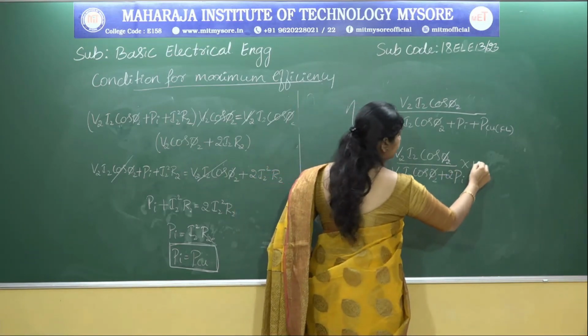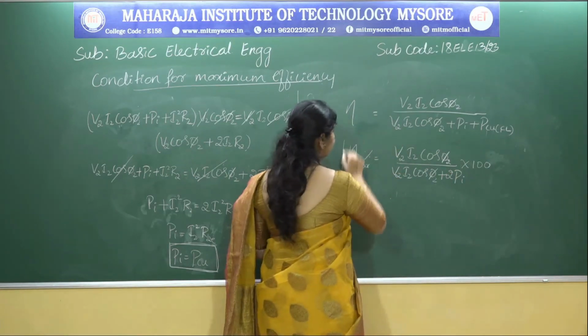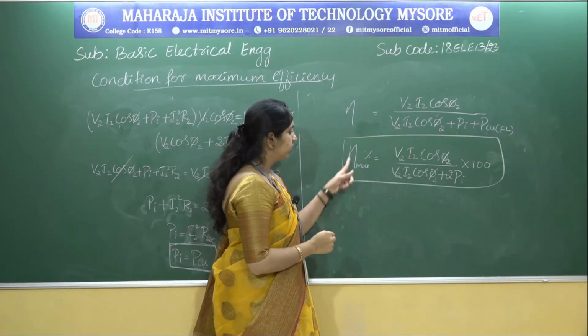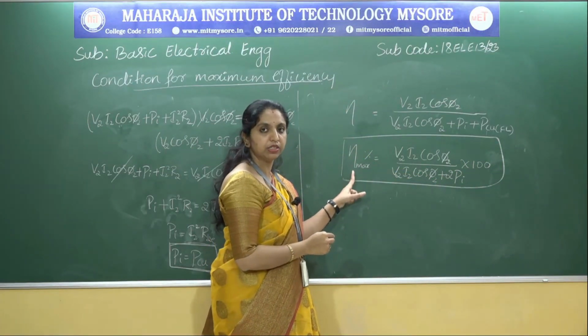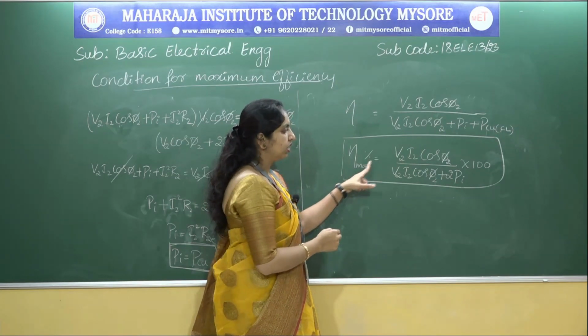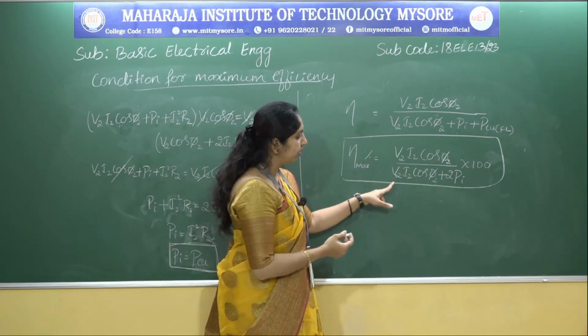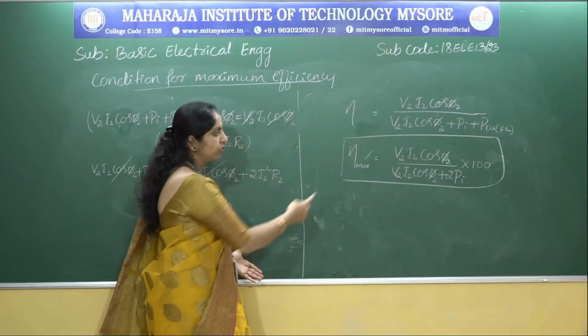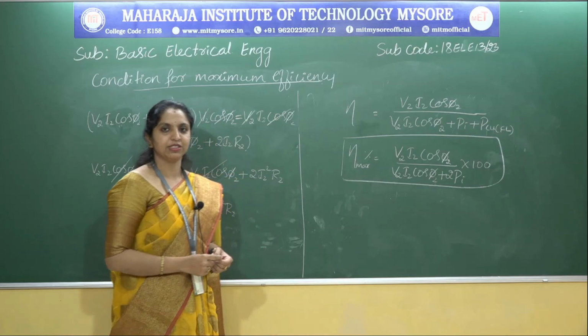In terms of percentage, it should be multiplied with 100. So what is this equation called? This is the equation of the maximum efficiency, which is equal to V2 I2 cos phi 2 divided by V2 I2 cos phi 2 plus 2 Pi. So based on the condition, we have defined the maximum efficiency.